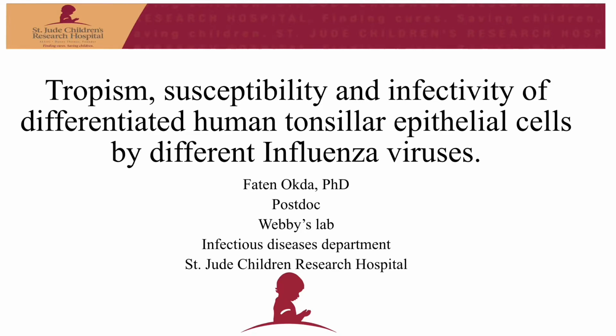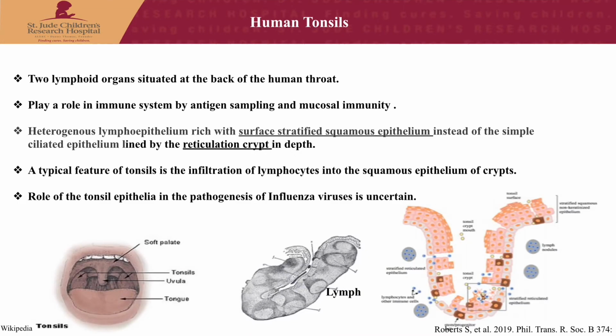So I'm going to present tropism, susceptibility and infectivity of differentiated human tonsillar epithelial cells by different influenza viruses. This is a brief background about the human tonsils. It is a true lymphoid organ situated at the back of the human throat. It plays an important role in the immune system by antigen sampling and mucosal immunity.